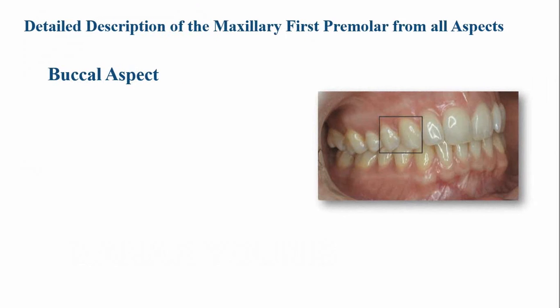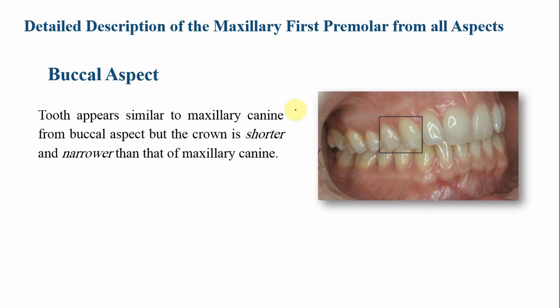Detailed description of the maxillary first premolar from all aspects. Instead of the labial aspect for anterior teeth, the facial aspect of posterior teeth is termed the buccal aspect. So from the buccal aspect, the tooth appears very similar to the maxillary canine. This is the maxillary canine and this is the maxillary first premolar. However, the crown is shorter than the canine and slightly narrower. The difference in length is about 1.5 to 2 millimeters. The maxillary first premolar is 1.5 to 2 millimeters shorter than the maxillary canine of the same mouth.